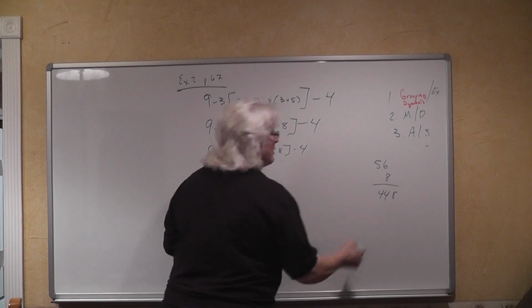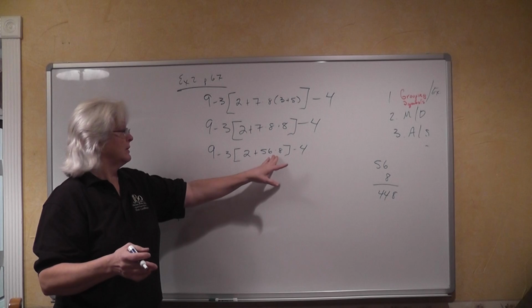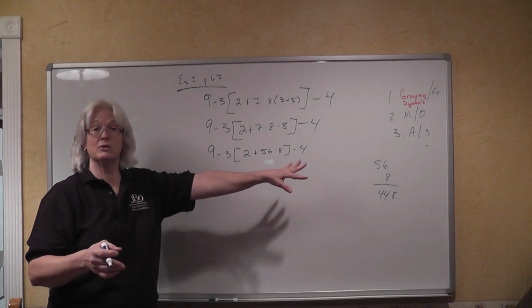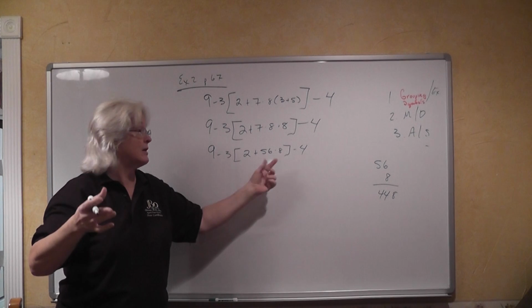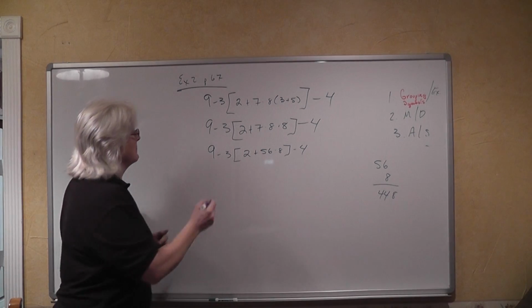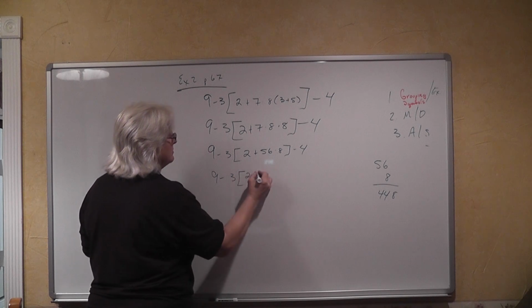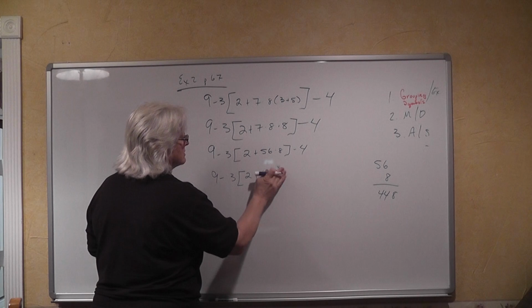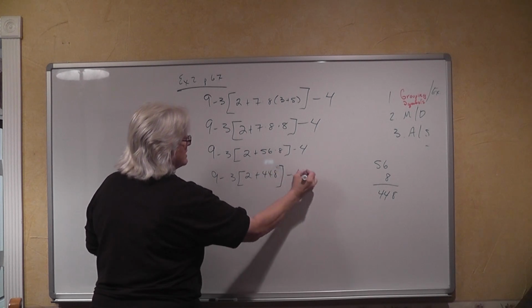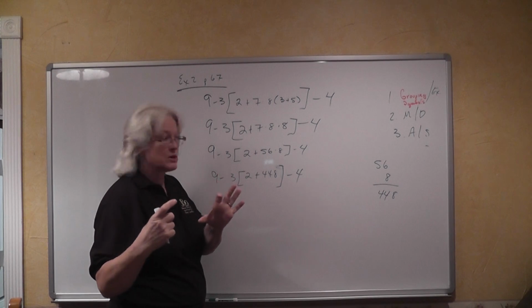You have 448. Show your work out to the side. This, do I care if you show your work there? No. If you can do it in your head and you're confident, go ahead and do that. But don't use your calculator. 9 minus 3 times 2 plus 448, whoops, minus 4. Your brackets, parentheses, and braces, they always occur in pairs.